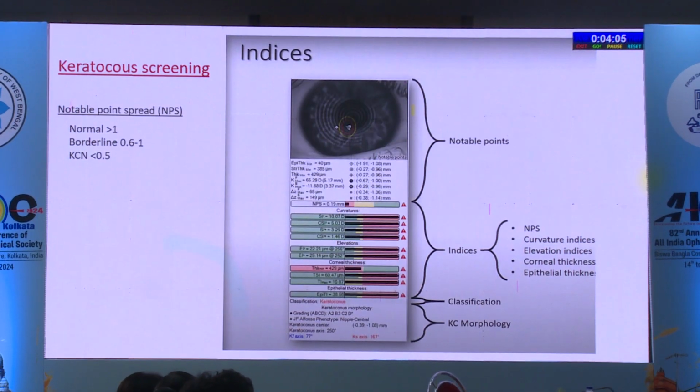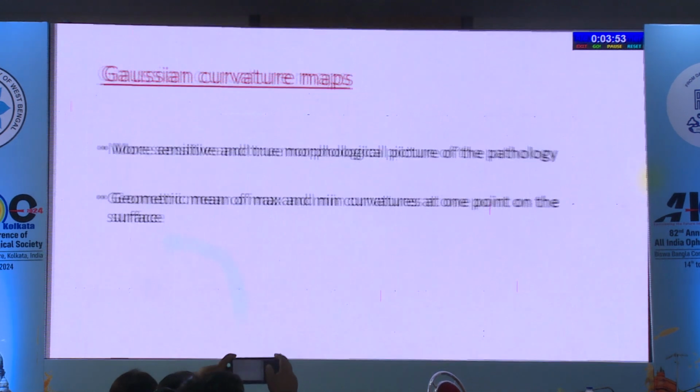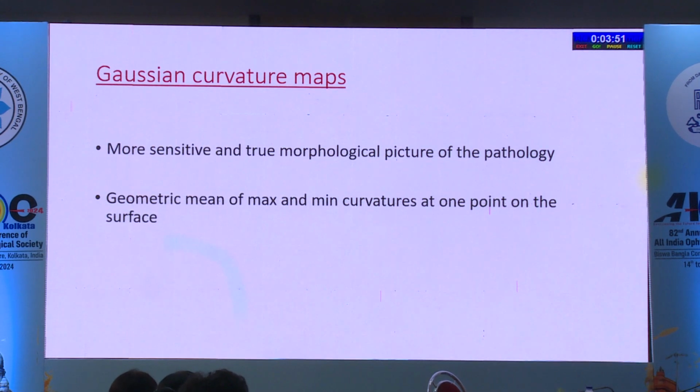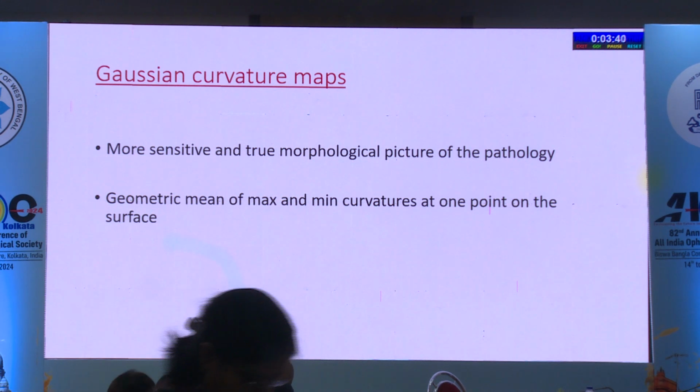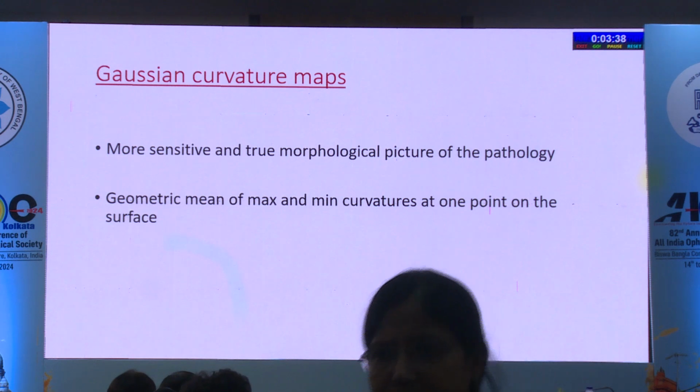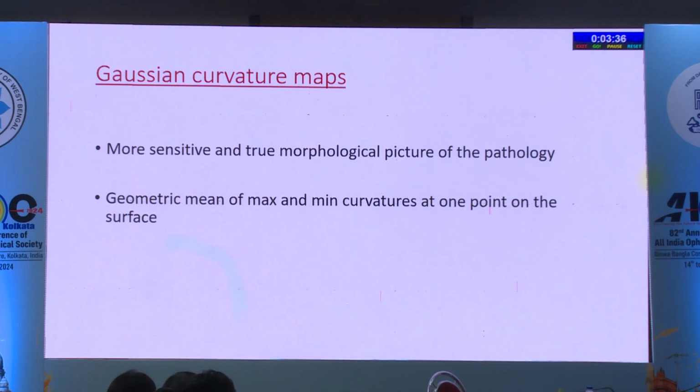You see the value of NPS. The normal value is more than 1. If it's borderline keratoconus, the value is within 0.6 to 1, and if it's keratoconus, it is less than 0.5. It also gives you Gaussian curvature maps, which are thought to be more sensitive and depict the true morphological picture of the pathology. This is derived from the geometric mean of maximum and minimal curvatures at one point on the surface.